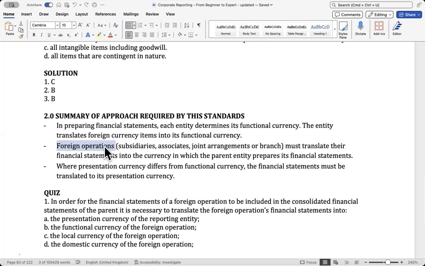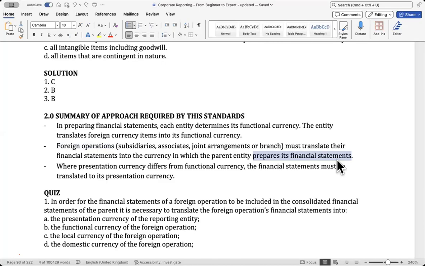I am not teaching you consolidation. I'm focusing on how you translate. So when you have a foreign subsidiary, foreign associate, foreign branch, that parent must translate their financial statements into the currency in which the parent prepares its financial statements. So Mr. Kazim would really focus on consolidation, and of course, he will also deal with some translations as well, but you will have learned it from here as well, because all that is taken from IAS 21, right?